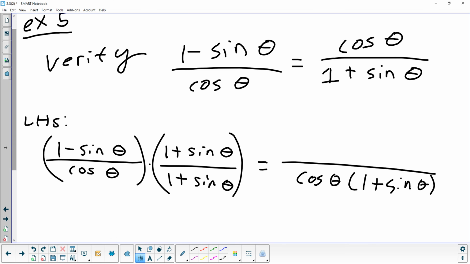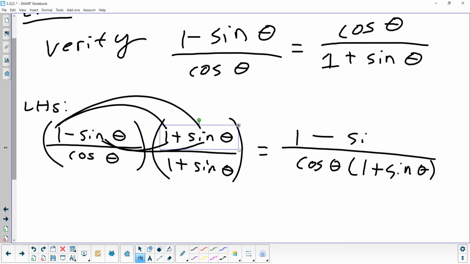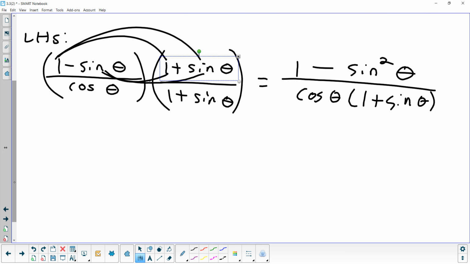Okay, let's do out the top. All right. Colby, what's 1 times 1 give me? 1. And Lacey, 1 times sine? Sine. And how about 1 times negative sine? Negative sine. So those cancel out, so I'm not going to write them. Positive sine, negative sine. Raymond, what's a negative times a positive? It's a negative. And what's sine times sine? Sine squared. Okay. 1 minus sine squared.